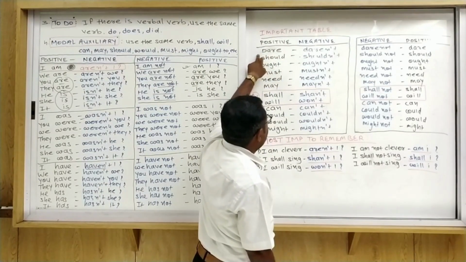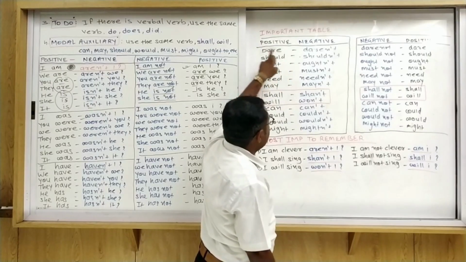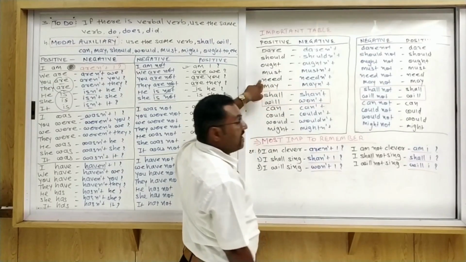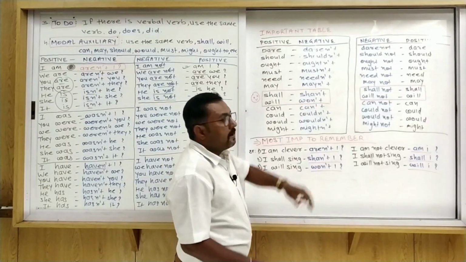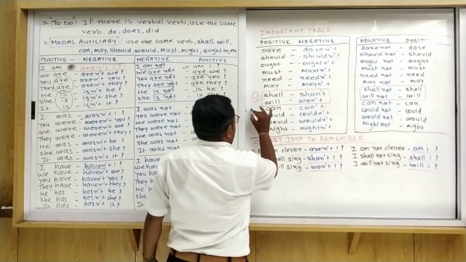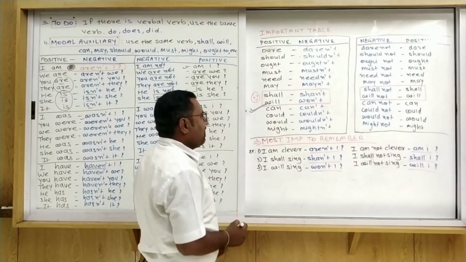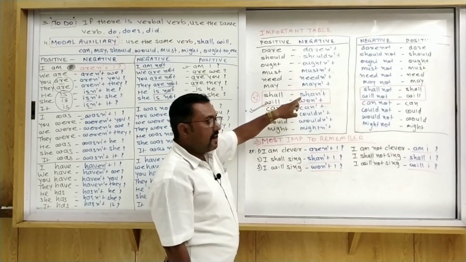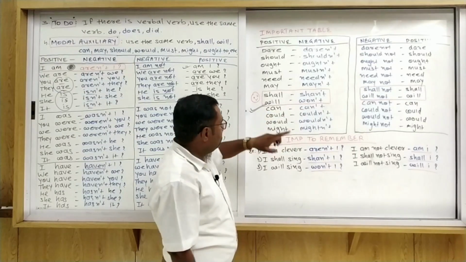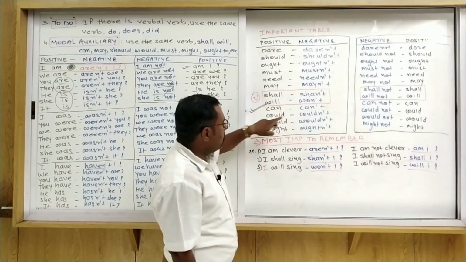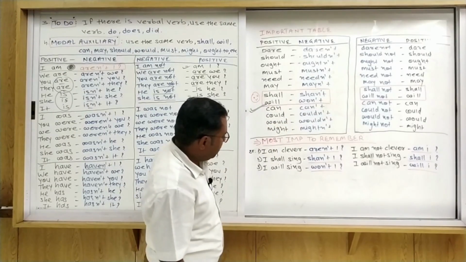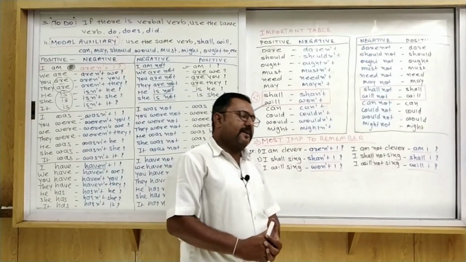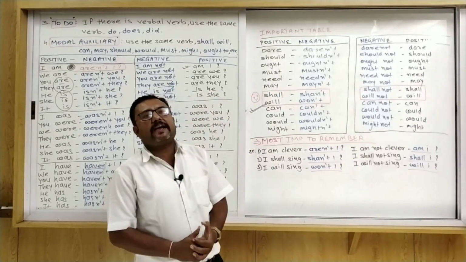In positive sentence, suppose dare is given, daren't, should, shouldn't, ought, oughtn't, must, mustn't, need, needn't, may, mayn't. But dear friends, when I use shall, so don't write shalln't. Please, shall, shan't, will, won't, can, can't, could, couldn't, would, wouldn't, might, mightn't. For example, shall. So suppose I give you one more example. I shall play cricket.